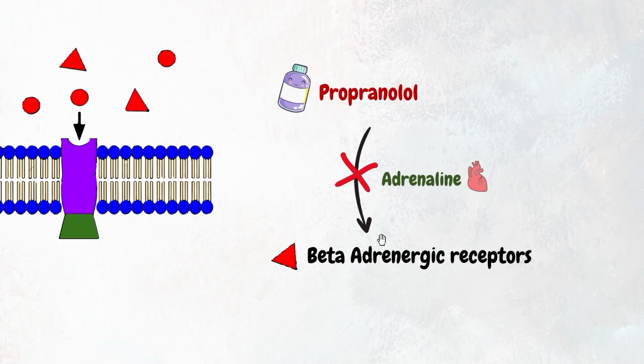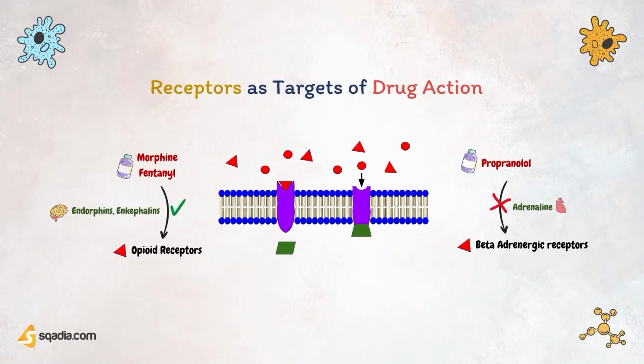bind to the beta-adrenergic receptors in the heart, blocking the effects of adrenaline and reducing the heart rate and blood pressure in return. This can be useful in the treatment of hypertension and other cardiovascular conditions. So these are receptors as targets of drug action.